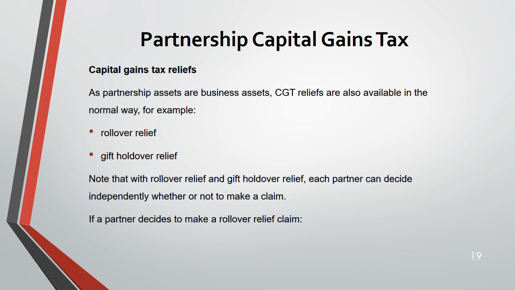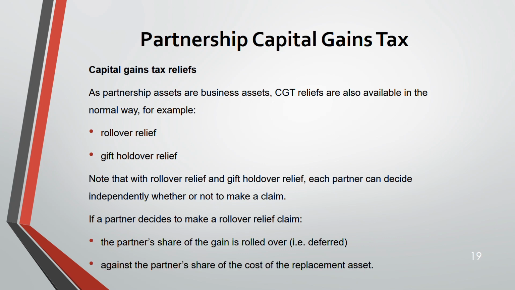And if a partner decides to claim rollover relief, the partner's share of the gain is rolled over. That means it's deferred. It will be taxed later at the subsequent disposal, not now. And then that gain will be deducted from the cost of the replacement asset.